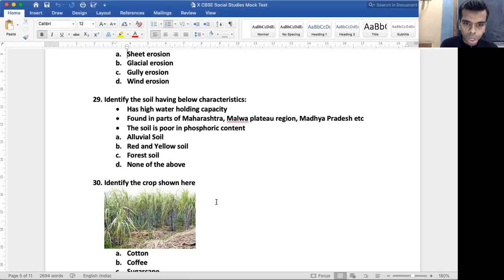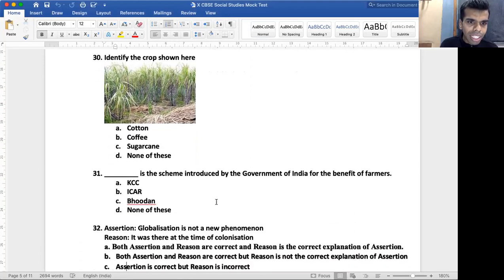Identify the crop shown here. यहाँ पर कौन सा crop दिखाया गया है? The answer is option C, sugarcane. Again, a very simple question. Dash is the scheme introduced by the government of India for the benefit of farmers. KCC, ICAR, Bhudan, none of this. The answer is option D, none of this.